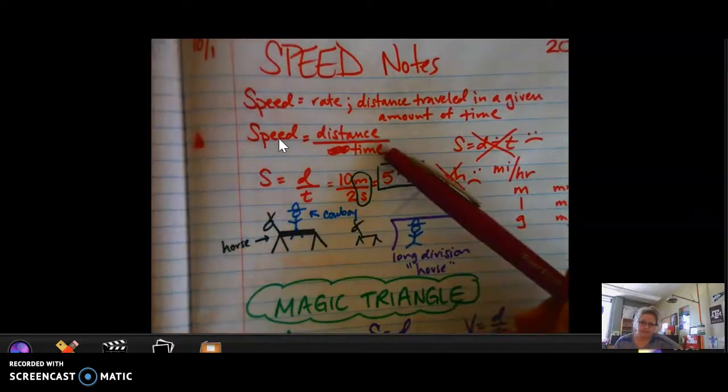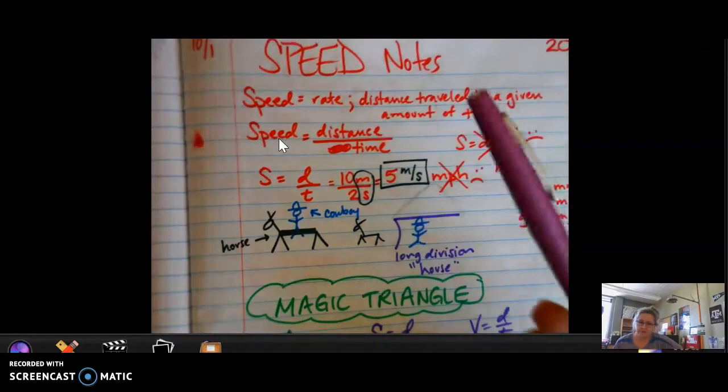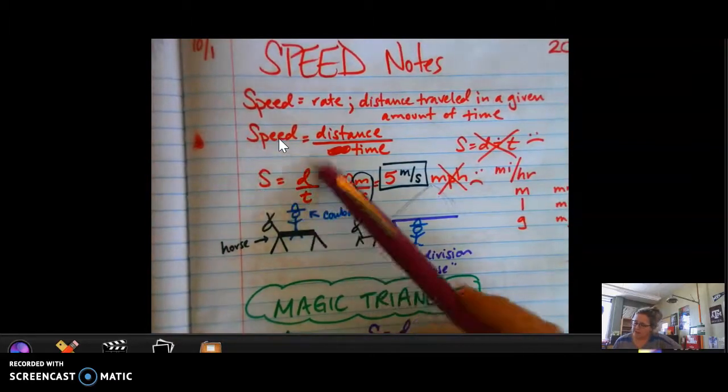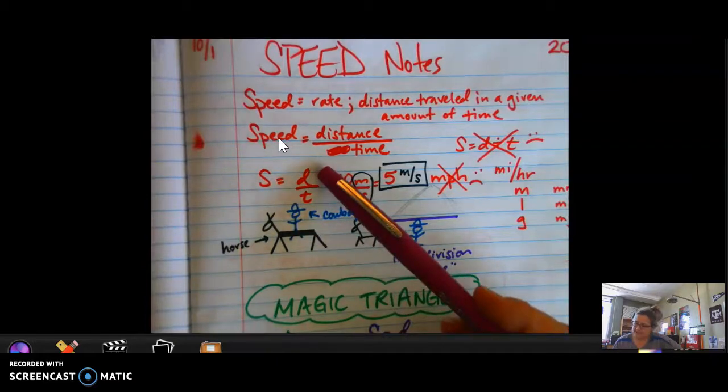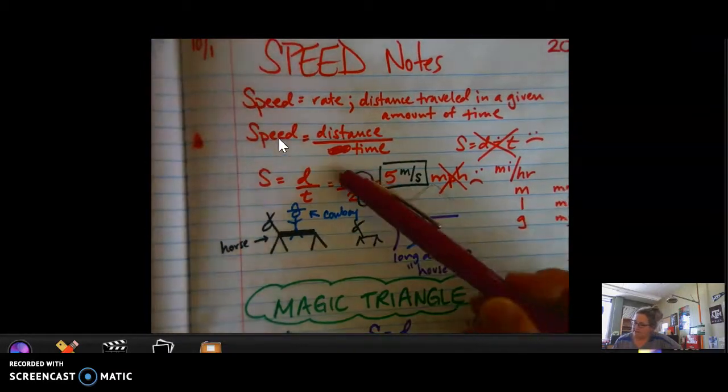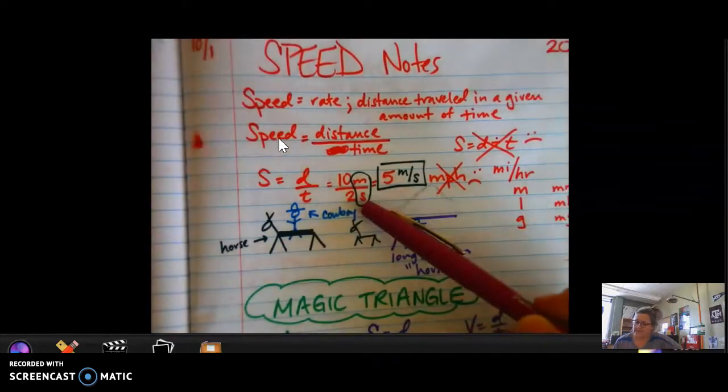Right, but nobody wants to write all this out, right? That wastes my pretty pens, and I like my pretty pens. So we shorten it to the abbreviations, and little d is distance, little t is time. Okay, so let's just say I walk 10 meters in 2 seconds, which is decently fast. All right, so 10 meters divided by 2 seconds.